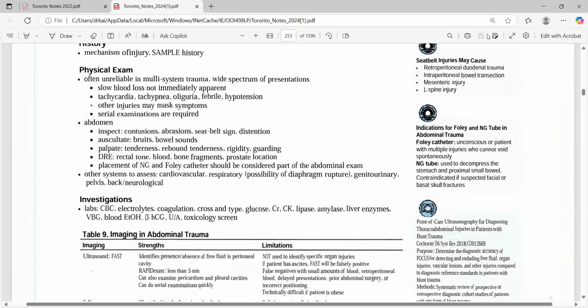Seat belt injuries may occur with retroperitoneal duodenal trauma. What kind of injuries can they be? Mesenteric injury is very, very important. L-spine injury is very common, as is intraperitoneal bowel transection.